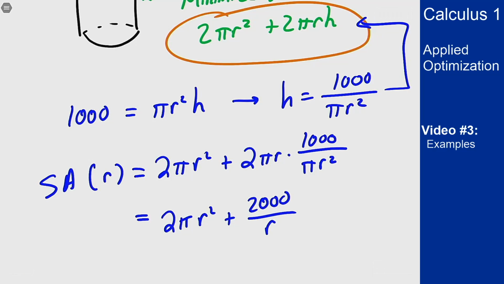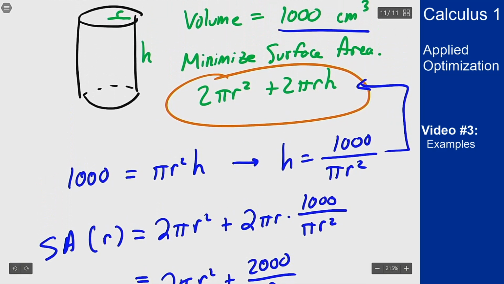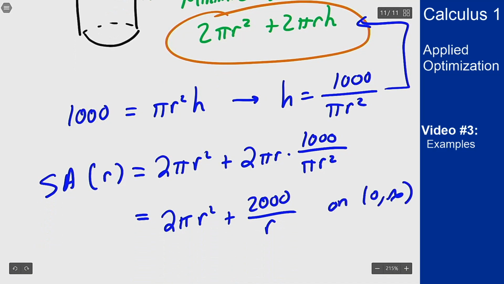Now, where am I allowed to take r? What values of r are valid for this problem? Well, this can could be as tall and skinny or as short and wide as I want. So I'm allowed to take r being any value between 0 and infinity. So it's an open interval problem. I can't really plug in the endpoints here because they're not defined. However, as r gets really close to 0, this term blows up because I'm saying 2,000 over r. As r gets really small, that gets really big.